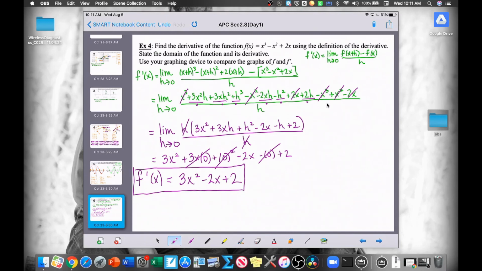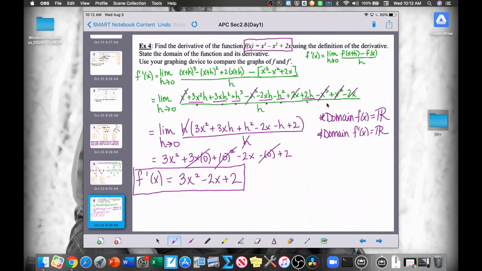All right, the next thing we're asked to do is state the domain of the original function f of x and state the domain of its derivative. Well, f of x up here is a cubic polynomial function. Polynomials have a domain of all reals. F prime of x is a quadratic polynomial function. Polynomials have a domain of all reals. So we can safely say that the domain of f of x is all reals, and the domain of f prime of x is all reals.